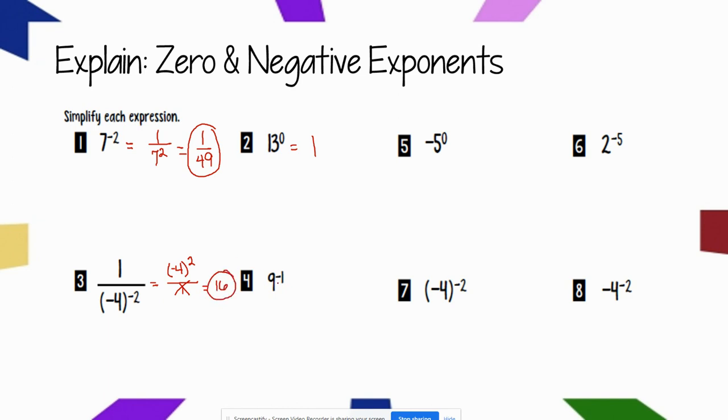Next, we have 9 to the negative 1st power. Well, we don't want a negative exponent, so we need to get rid of this by moving it. Right now, technically, it's in the numerator, so we need to move it to the denominator. As soon as we move it to the denominator, it becomes positive, and we need to put a 1 in our numerator. Well, 9 to the first power is just 9, so this is like saying 1/9.